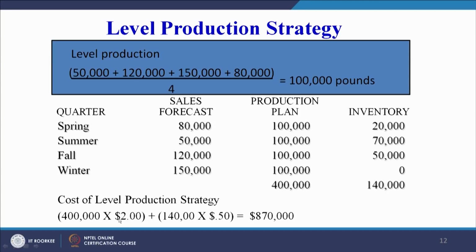We know that $2 per pound is the regular time production cost. So we have produced 4 lakh pounds multiplied by $2, plus we have to add the cost of managing the inventory here. So the averaged out inventory is 1,40,000. If you see here, the overall inventory is 70 plus 20, 90 plus 50, 140. So 1,40,000 pounds was stored in the inventory. So the per quarter cost is 50 cents here, $0.5. So we add this overall cost and it comes out to be $8,70,000 is the cost for 1 year of production of 4 lakh pounds of the product.